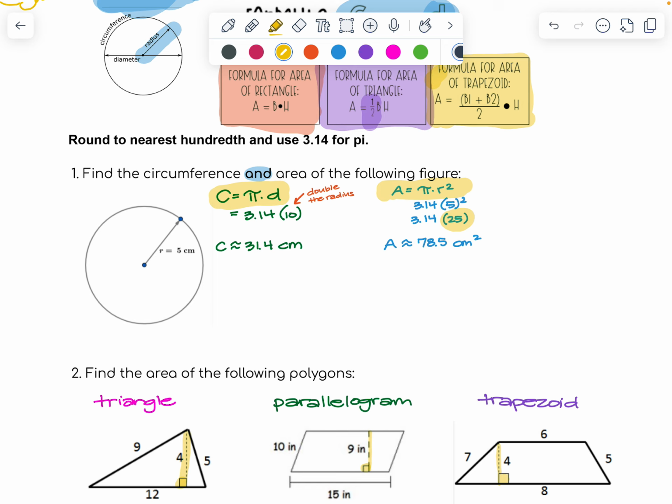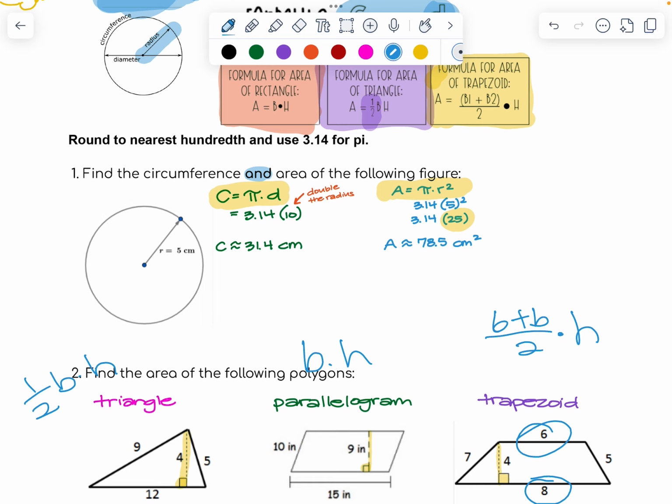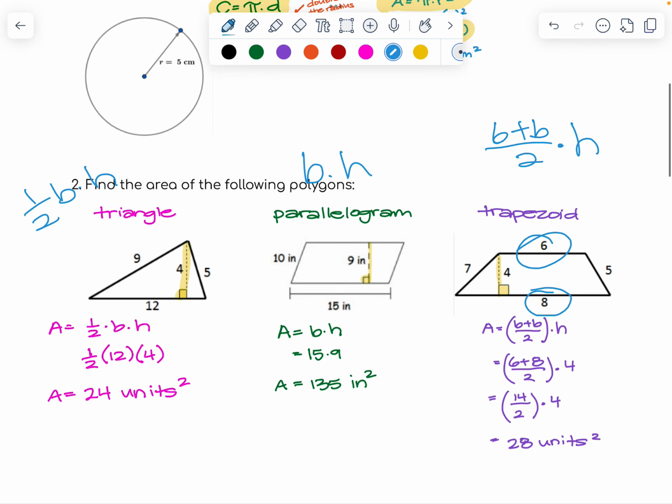So, what's the formula for a triangle? You better include, look up above, it's 1/2 base times height. Parallelogram is base times height. And trapezoid, look, we have 2 bases, so we need to average them, right? Then times it by the height. Let's see if we got it. Look at that. Once you get the right formula, you just plug in the numbers.